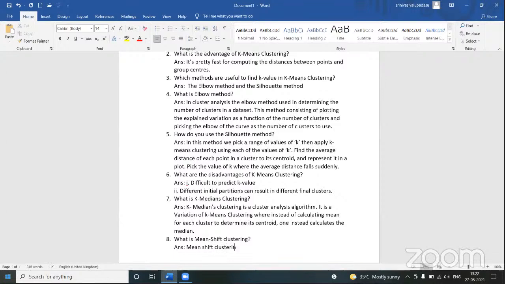Mean shift clustering is a sliding window based algorithm that attempts to find dense areas of data points. So this is nothing but mean shift clustering.